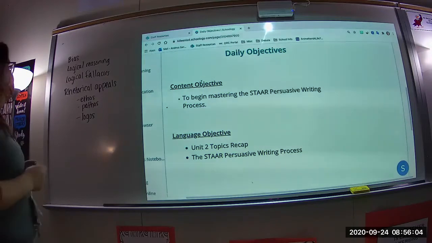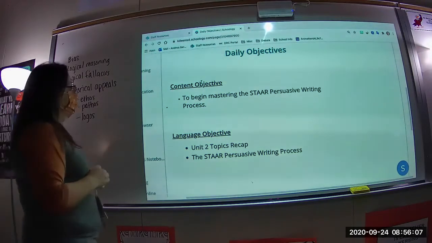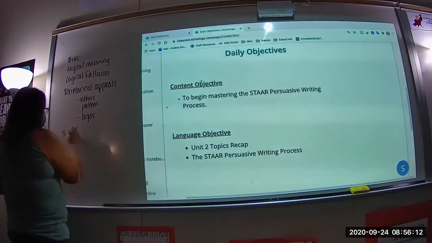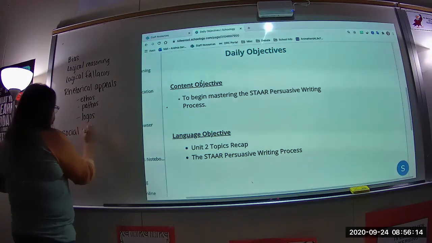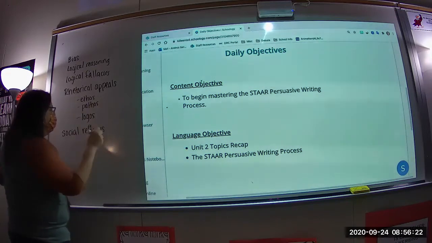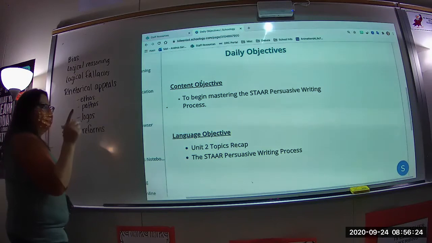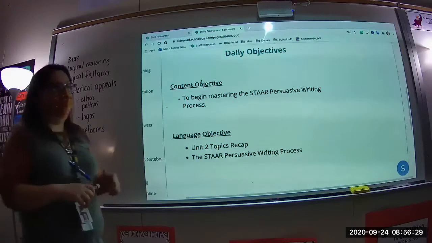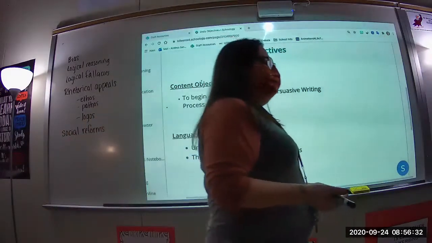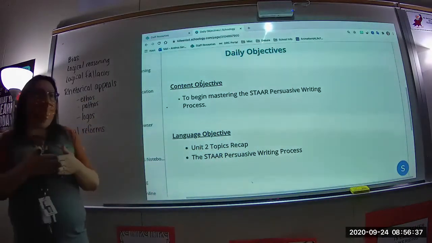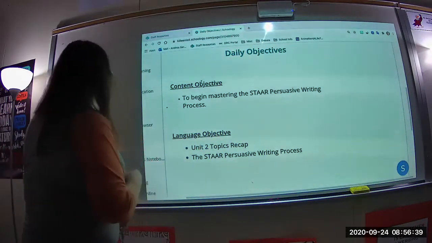Okay. Then we also talked about social reforms. What are social reforms? A way to try to fix social issues. Yes. So social reforms try to fix social issues. They may not solve it, but they try to fix it. Are they short-sighted? Does it happen real fast? No, they tend to be long, right? Most of them tend to be long.